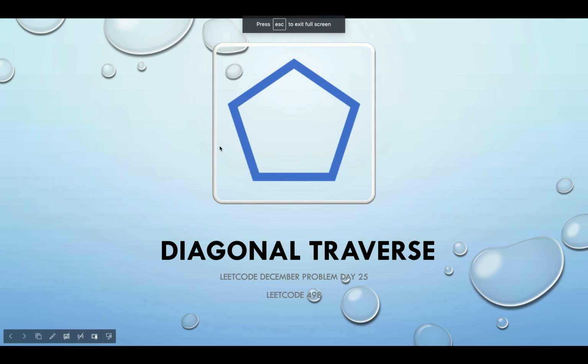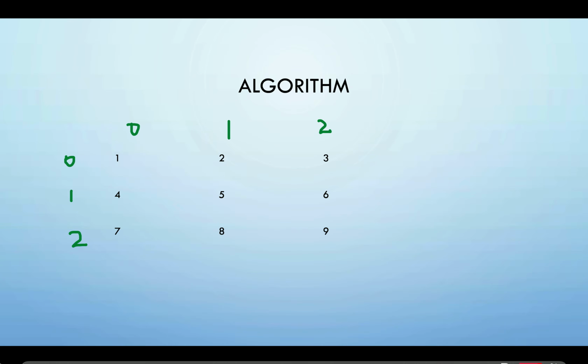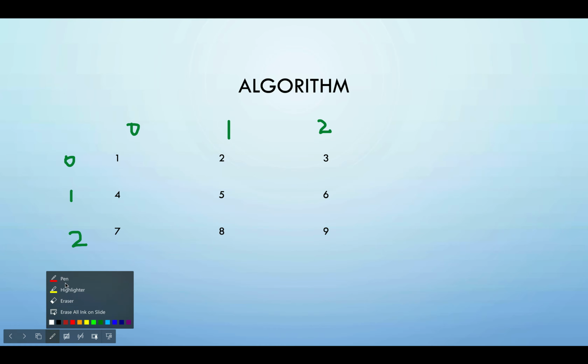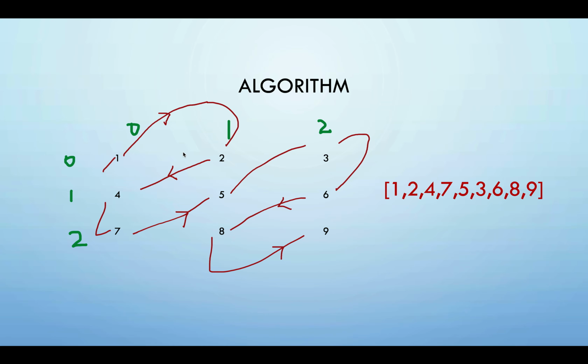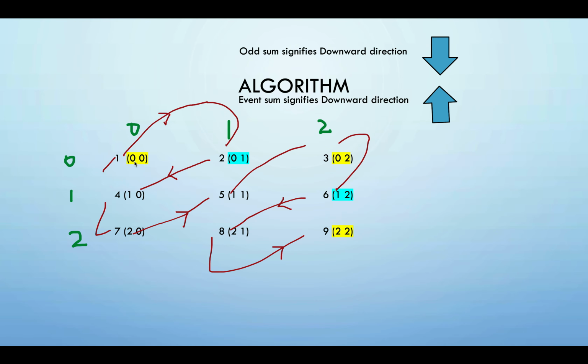So the algorithm says, I have written the matrix again here, and using that matrix, I have highlighted the rows and the columns. These are the rows and these are the columns. Let me just traverse through the matrix as asked in the question, in the same direction. So you go from 1, then 2, 4, then 7, 5, 3, then 6, 8, and then 9. And now let's mark the indices i and j with each of the elements, and we will observe a certain pattern there.